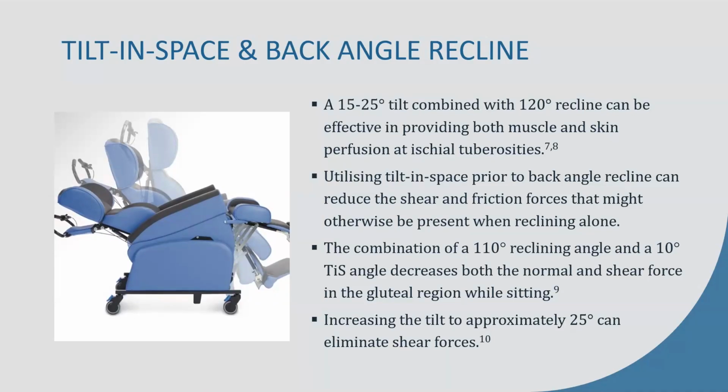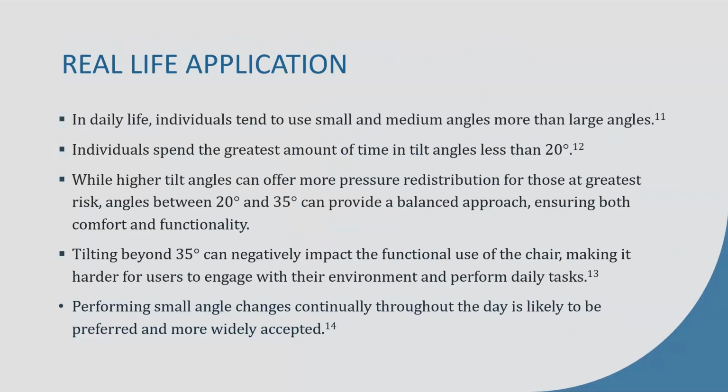When I mentioned shear as well, in cases where the shear may be the biggest concern, a combination of 110 degrees recline and a 10-degree angle of tilt can help in the gluteal region when sitting. And further, data suggests that increasing the tilt to 25 degrees can actually eliminate those shear forces. Now, in real life, because I do like to make things accessible, because there's obviously a gold standard, but we have to be realistic in what's achievable within daily life to make sure we get that consistency.